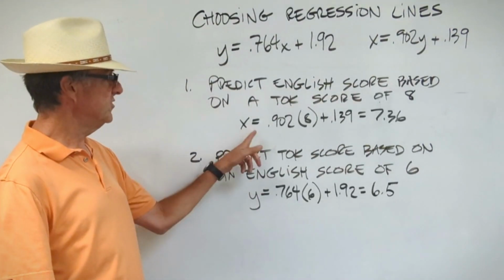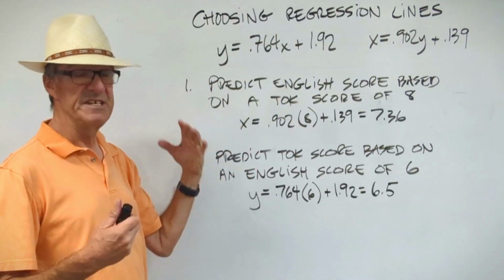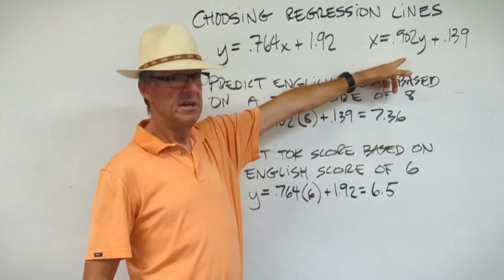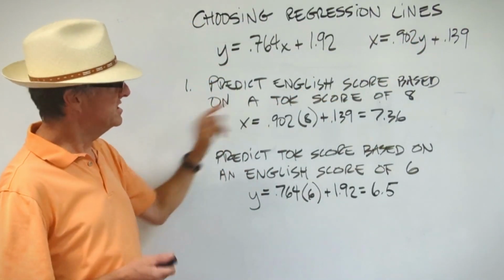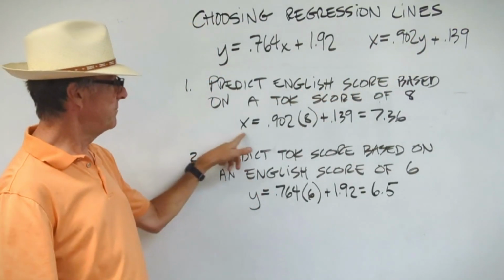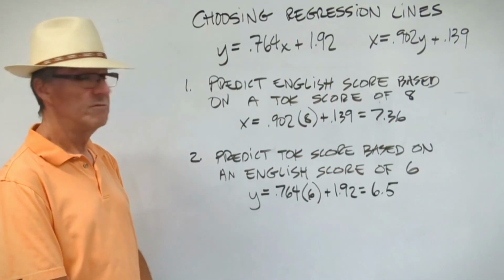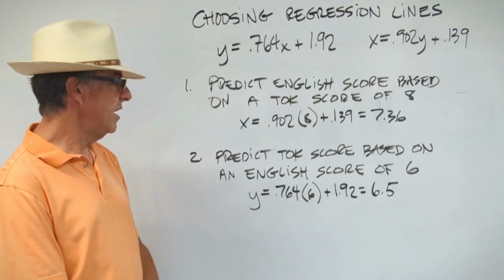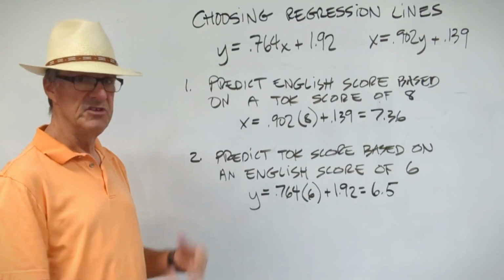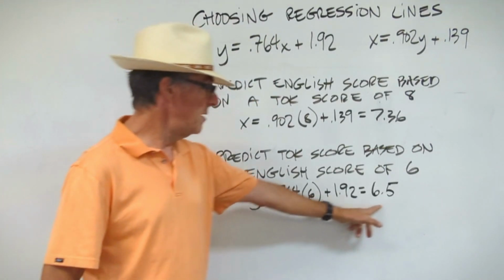All right, so our first one, I switched these up on you. This one is predicting English based on TOK. So that was this function, the one with x equals something times y, which made TOK the independent variable. I did my plug-in step and I got my predicted English score based on TOK: 7.36. And then this one had our original setup with English being the independent variable and using that to predict the TOK score. So I used this equation for that, did my plug-in, did my math, and I got 6.5.